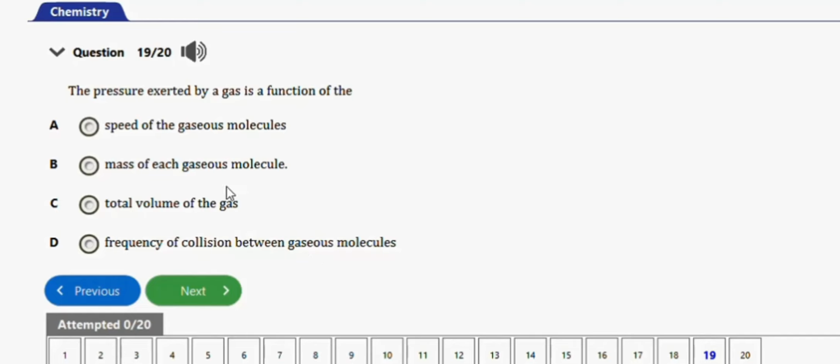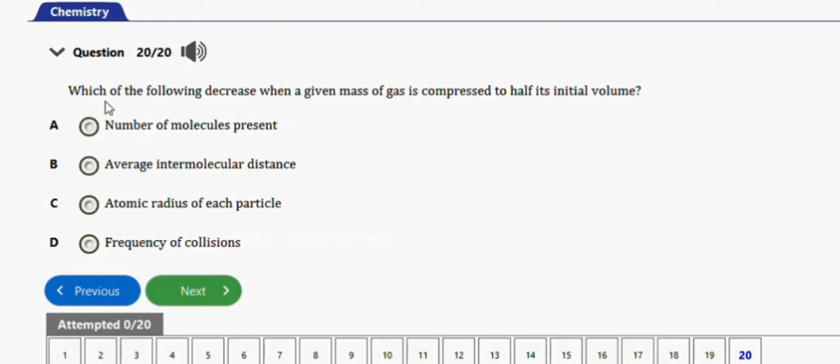The last question before I end this video will be this one. It says which of the following decrease when a given mass of gas is compressed to half its initial volume. So we have number of molecules present, average intermolecular distance, atomic radius of each particle, frequency of collision. So the one that will decrease when a given mass of gas is compressed to half its initial volume will be your average intermolecular distance, option B.